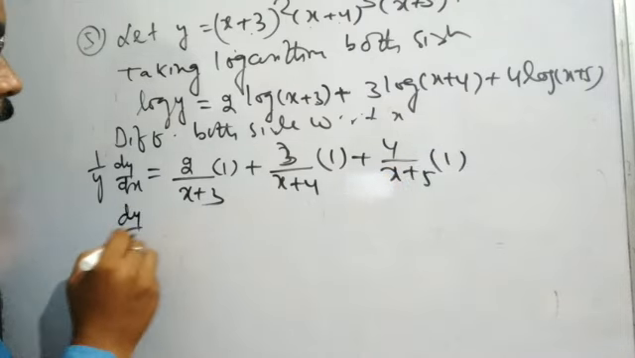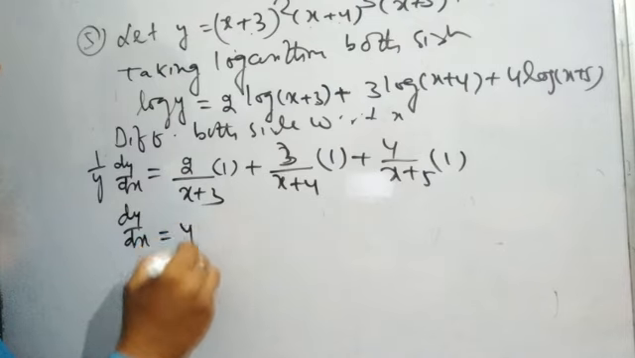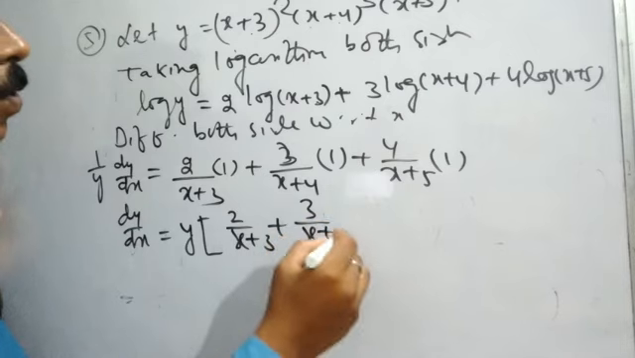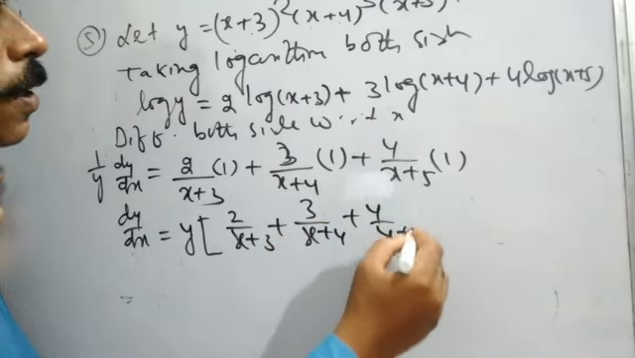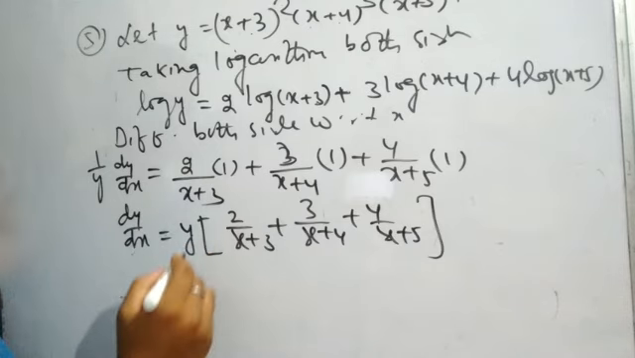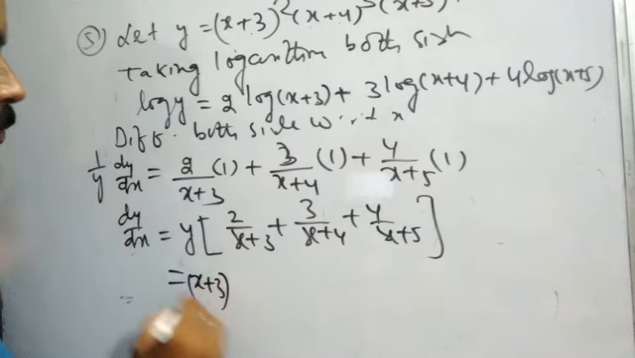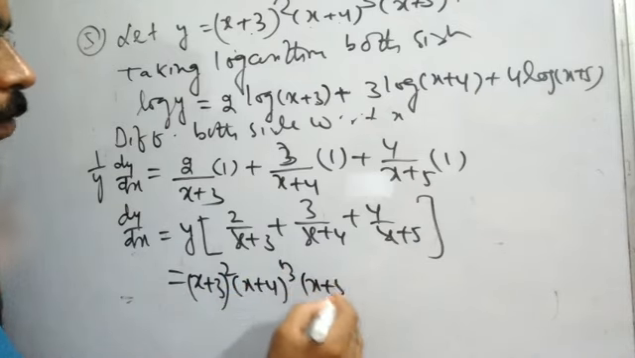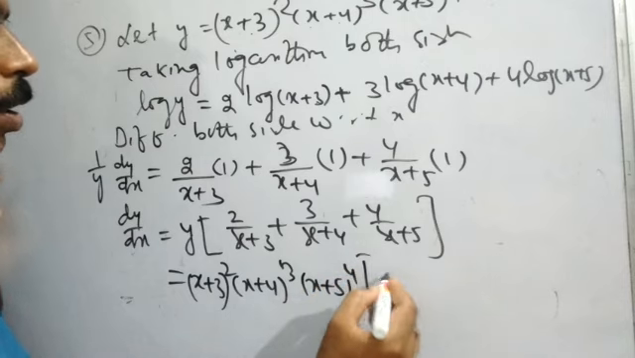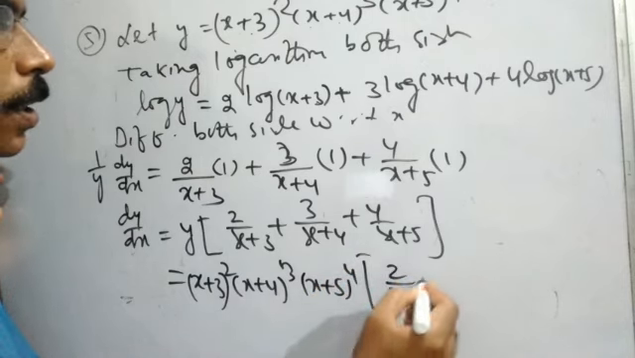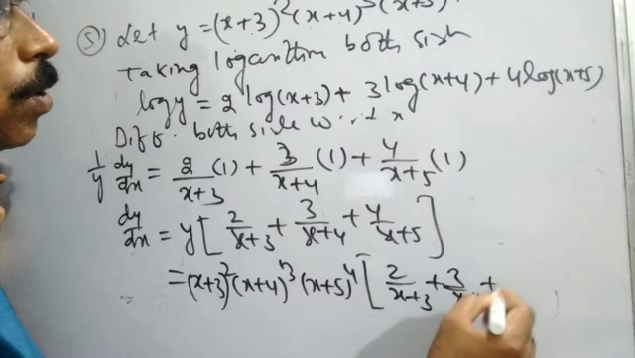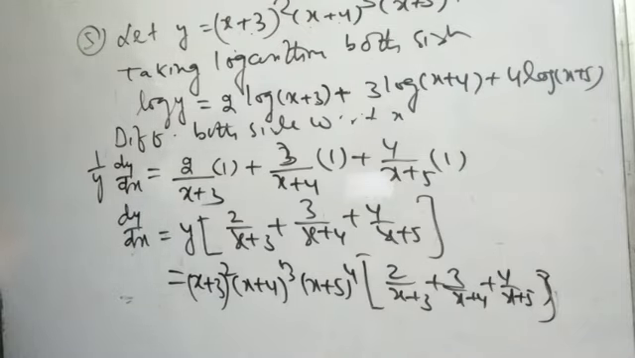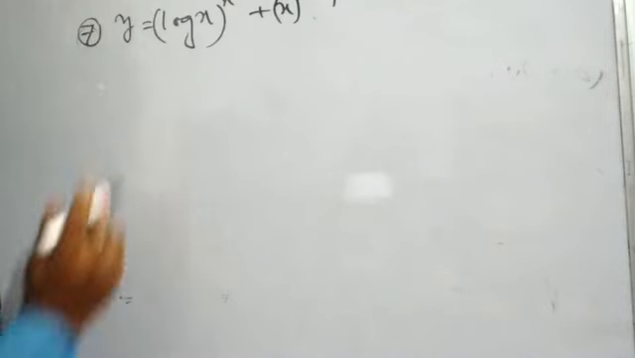So dy by dx is equal to y into this, 2 by x plus 3 plus 3 by x plus 4 plus 4 by x plus 5. Originally you have to put the y value, that is (x plus 3) whole square, (x plus 4) whole cube, (x plus 5) whole to the 4 into 2 by x plus 3 plus 3 by x plus 4 plus 4 by x plus 5. In a similar manner, now question number 7.